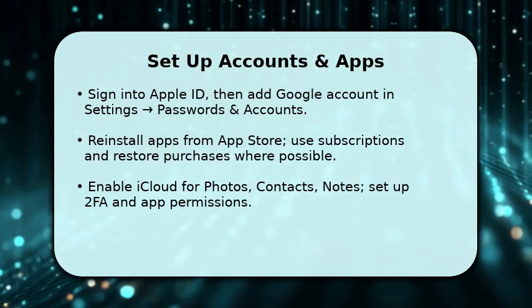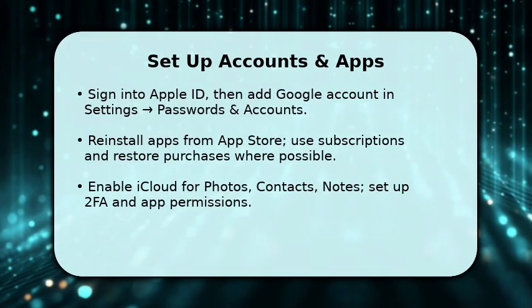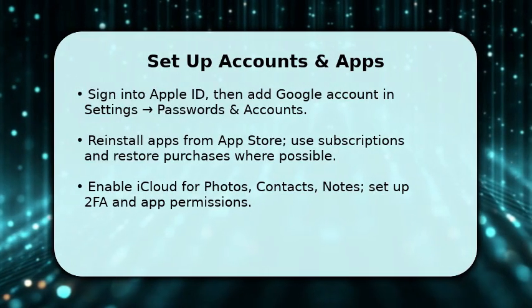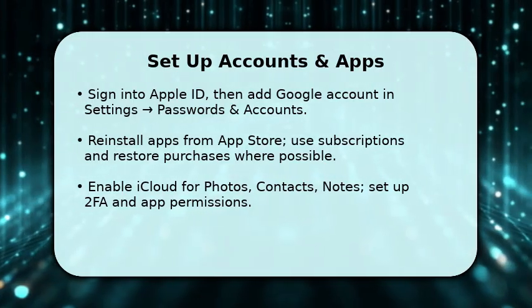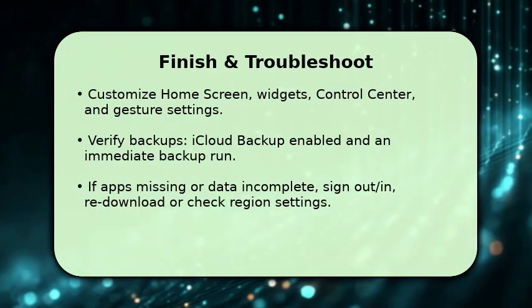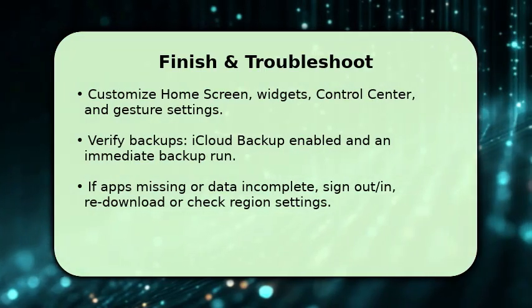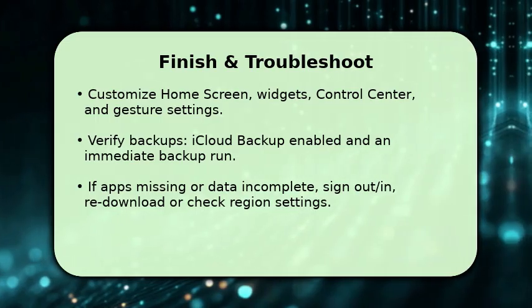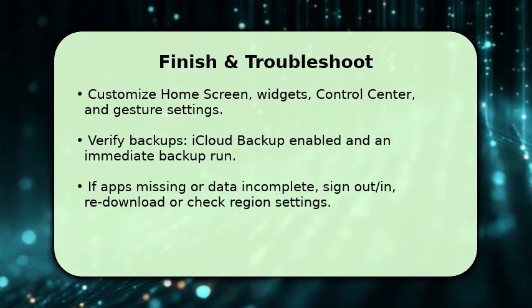Enable iCloud for photos and contacts to centralize backups and set up two-factor authentication for security. Make sure to confirm app permissions so notifications and background refresh work correctly. You finish by customizing your home screen, widgets, and gestures so the phone behaves like you expect. This makes daily use faster. Then verify iCloud backup is enabled and run an immediate backup so nothing is lost.